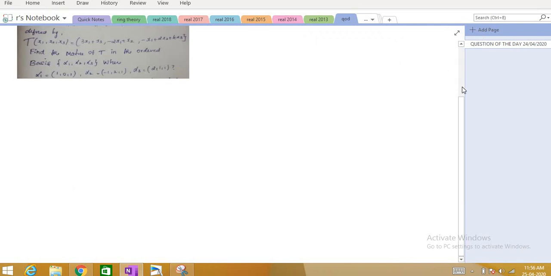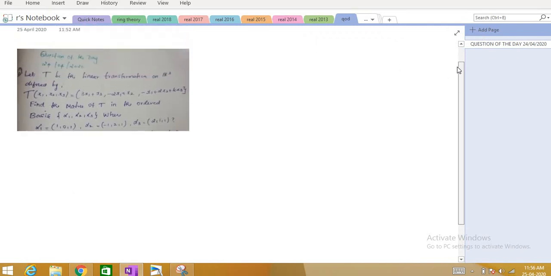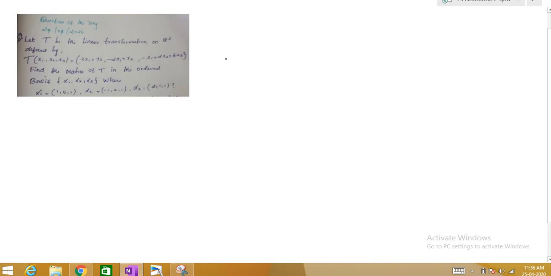So what we have to do is find the matrix of T with respect to this basis, right? We know the standard basis of R3 is (1, 0, 0), (0, 1, 0) and (0, 0, 1). But that is a standard basis. In this question, they asked us to find it with this ordered basis, that is (1, 0, 1), (-1, 2, 1) and (2, 1, 1). So we will go through it. We will solve this sum.